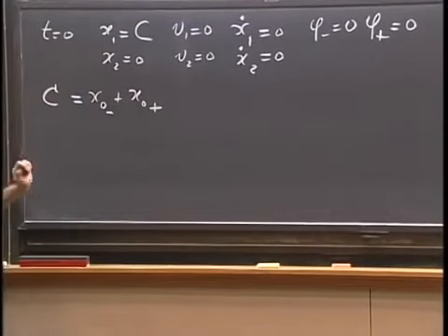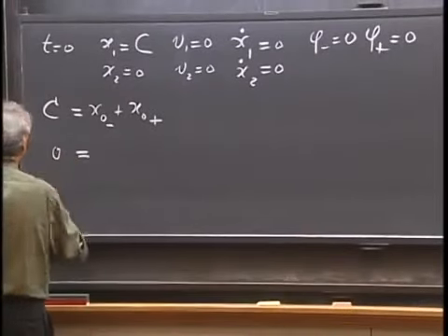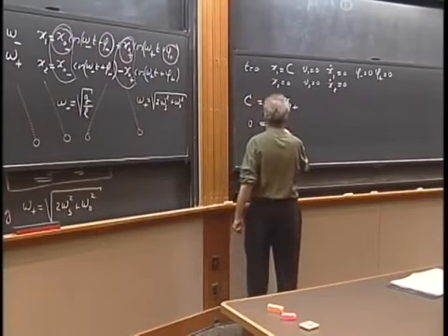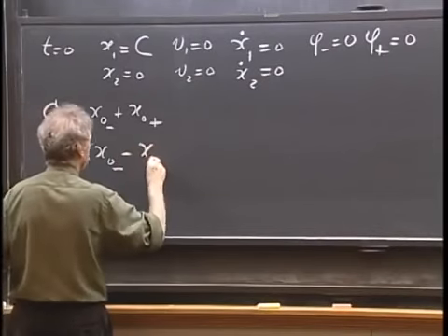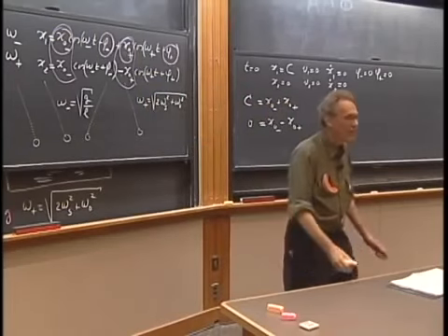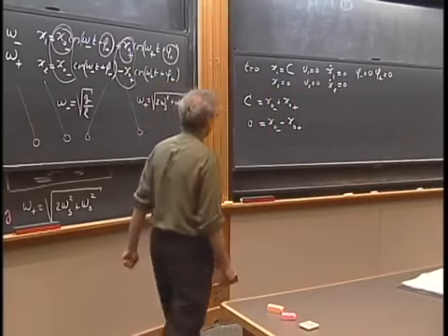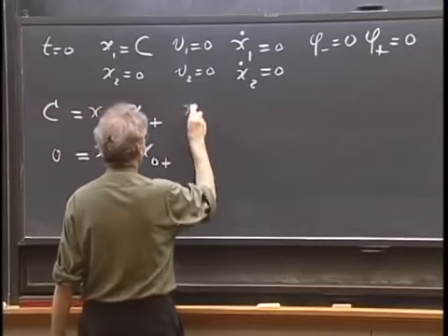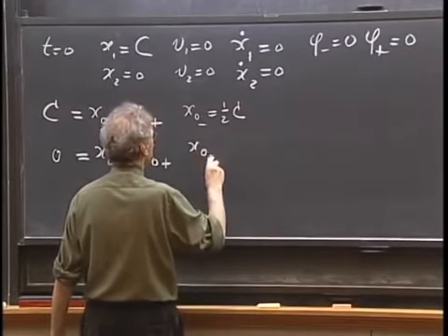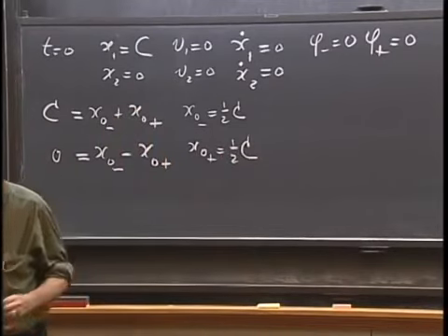That's this initial condition. Then I go to the second initial condition, that 0 is x0 minus x0 plus. It's a minus sign here. And so what do I find? I have solved now the general solution. I will find that x0 minus is 1/2 c, and x0 plus is also 1/2 c, which of course should not come as a surprise to you.